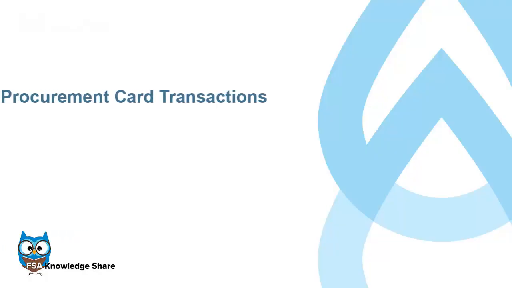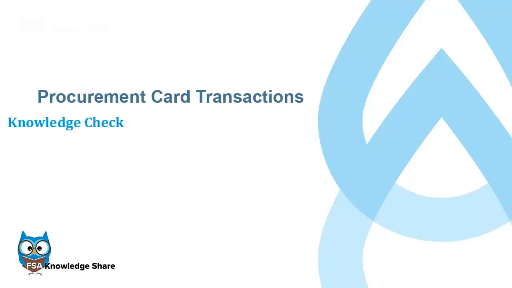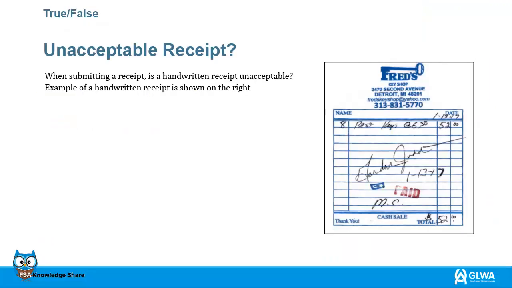A knowledge check is a way of testing you on what you learned in this presentation. The next few slides will ask you questions related to the material that was just presented to you. Ready? Let's start. Let's see what you remember about receipts. On this slide is a true-false question. Is a handwritten receipt unacceptable documentation? Example of a handwritten receipt is shown on the right. Is this true or false?